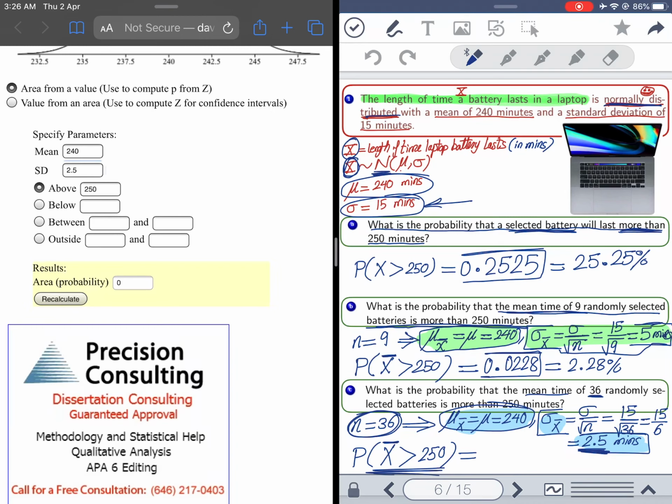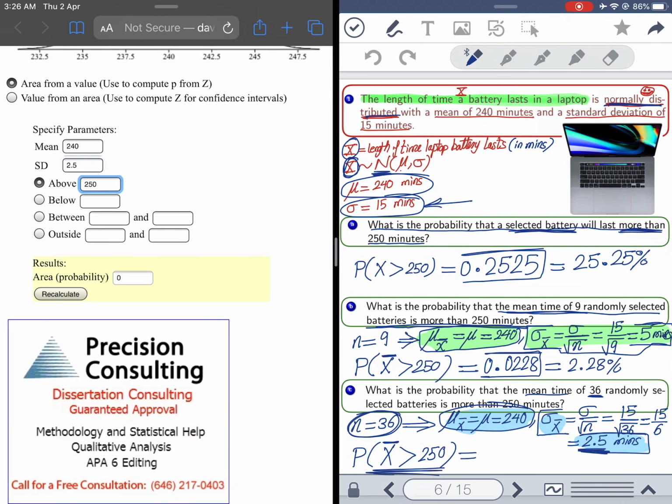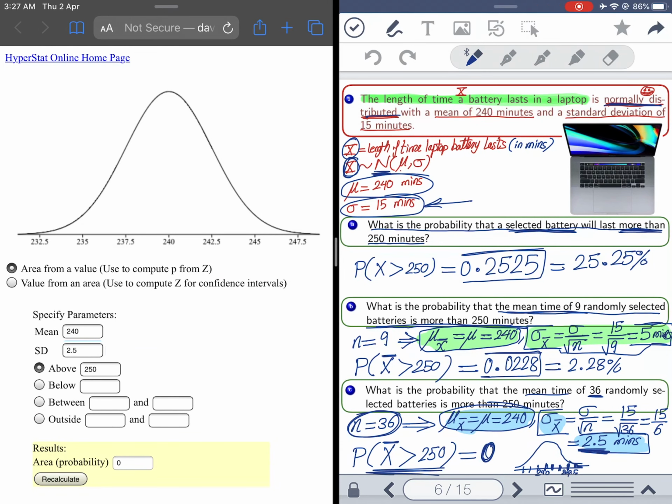So calculate this. The probability that the mean is above 250 is, yeah, 0 in this case. We can see this actually, because if you look at the graph, the mean is at 240 and the standard deviation is 2.5. If you take 2.5 plus 2.5 plus 2.5, going 3 standard deviations away from the mean, you will be at 247.5. So to get to 250 is very far from the mean, to the point that the probability is almost 0. It's not exactly 0, but to at least 4 digits it's 0. So you can put the answer as 0.